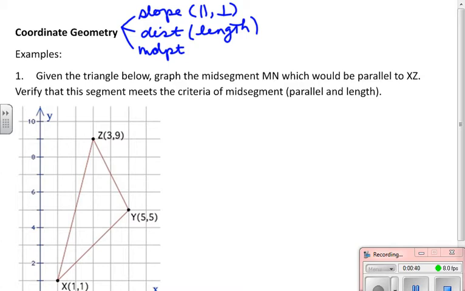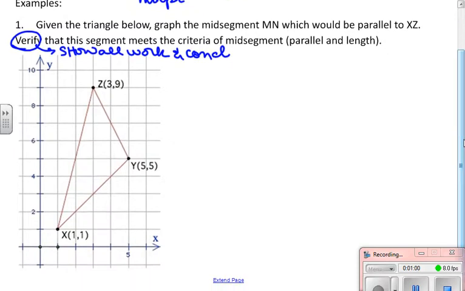So given the triangle below, graph the midsegment MN, which would be parallel to XZ. Verify. This literally means show all work. And your conclusion. If you don't show your work in coordinate geometry, it is not correct. You can't just guess. You can't just say, oh, they are. You have to show the slope formulas to show that they're parallel, to verify that that is true.